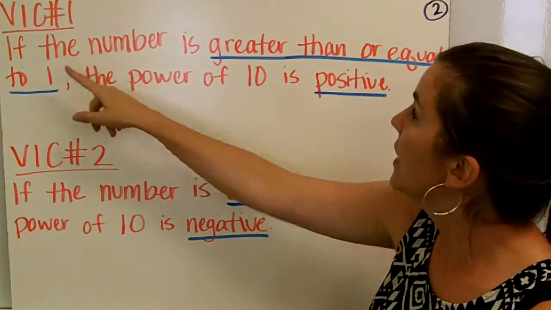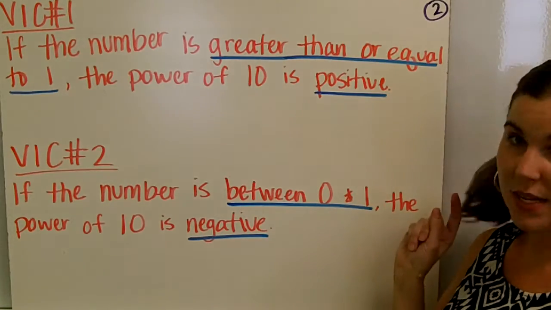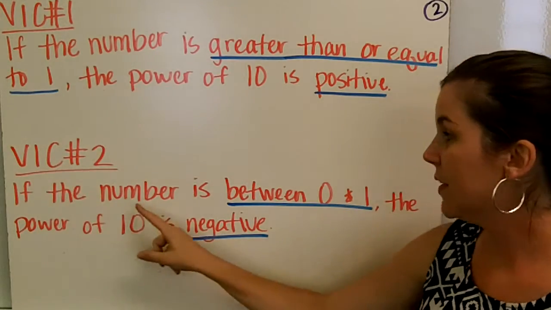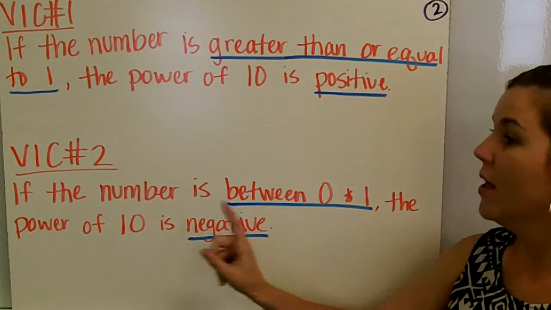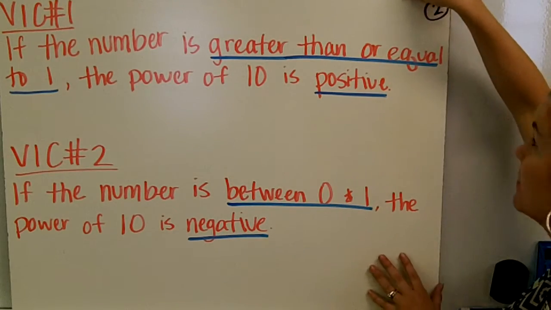Big number 1. If the number is greater than or equal to 1, the power of 10 is positive. Big number 2. If the number is between 0 and 1, the power of 10 is negative. Make sure you remember these.